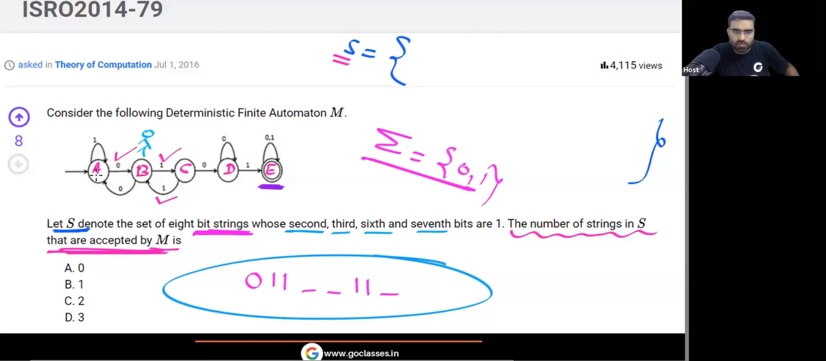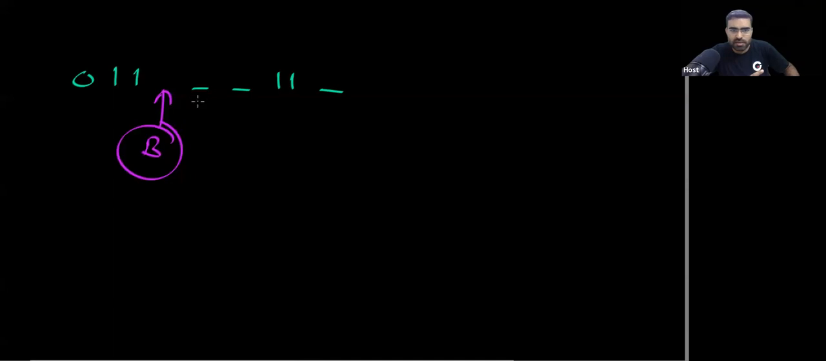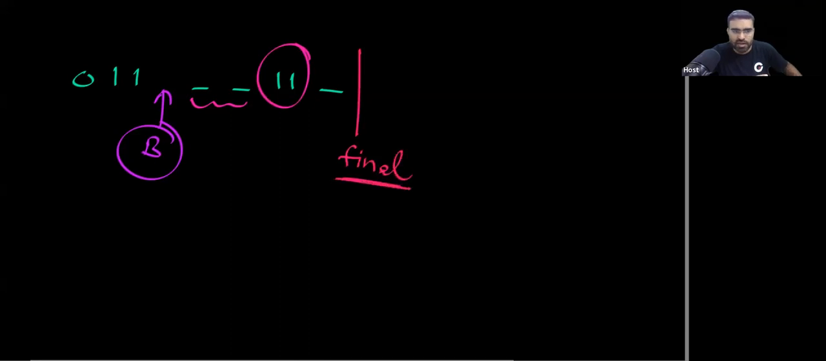If you read 0, then you read 0. See what I'm saying? From this state B, you need to read two symbols. After that, 1, 1 definitely must come. And here you must be in the final state. Is this point clear?